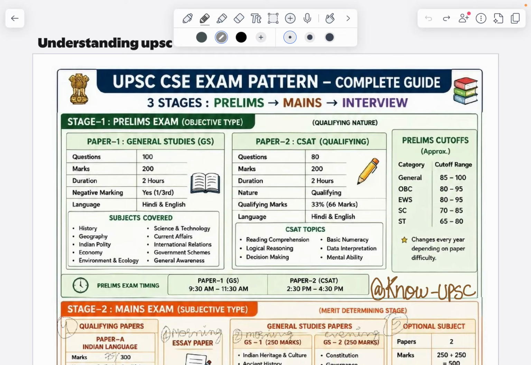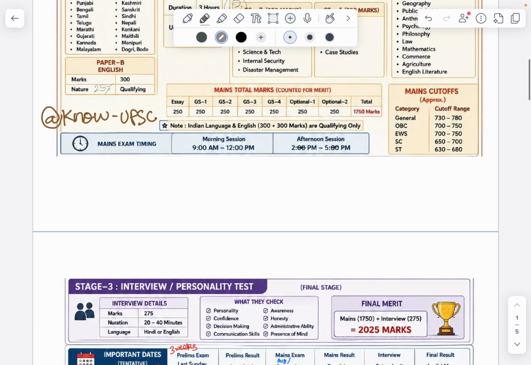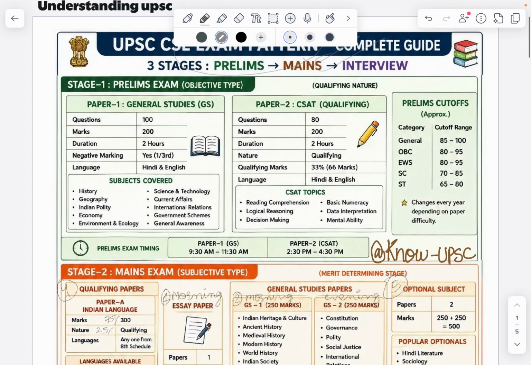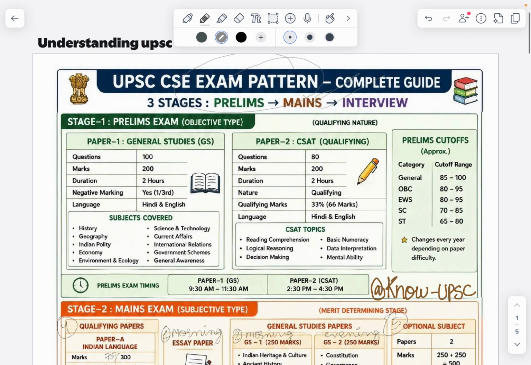We are going to discuss the pattern of the UPSC CSE exam, and how UPSC has framed this exam as a whole year of journey. So let's begin. Firstly, you need to fill forms in February only. Also, the exam will be held on the last Sunday of May and you get admit cards 3 weeks before the exam. So the first stage of this exam is the prelims exam, which is only objective based.